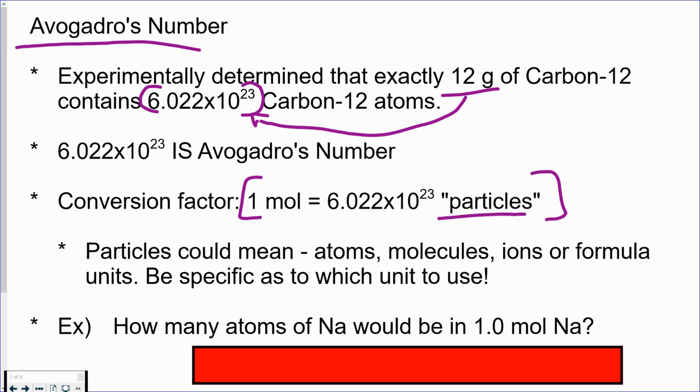It says particles. Now, particles can stand for 4 things that you need to know: atoms, molecules, ions, or formula units. So atoms are an element with no charge. Molecules would be anything that is covalently bonded, meaning non-metals bonded together. Ions is anything with a net charge, so it's going to have a positive or a negative charge on it. And then formula units would be anything that is ionically bonded. So that means that it has a metal plus a non-metal, or it has polyatomic ions.